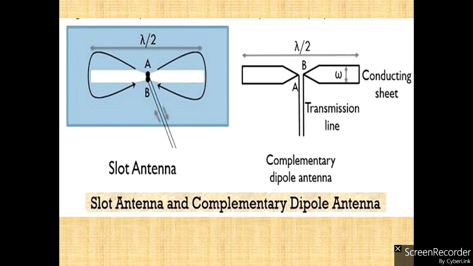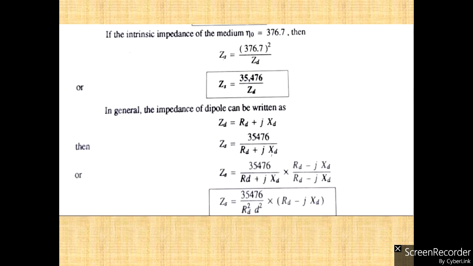Now we can see the slot antenna and the complementary dipole antenna. What has been taken here is the length. What should be the length of the slot? It also depends upon the wavelength. It is better to have the slot of length lambda by 2, and similarly with that slot we get a complementary dipole antenna of the same length, lambda by 2. As we were discussing, the intrinsic impedance is about 377 ohm, exactly 376.7.